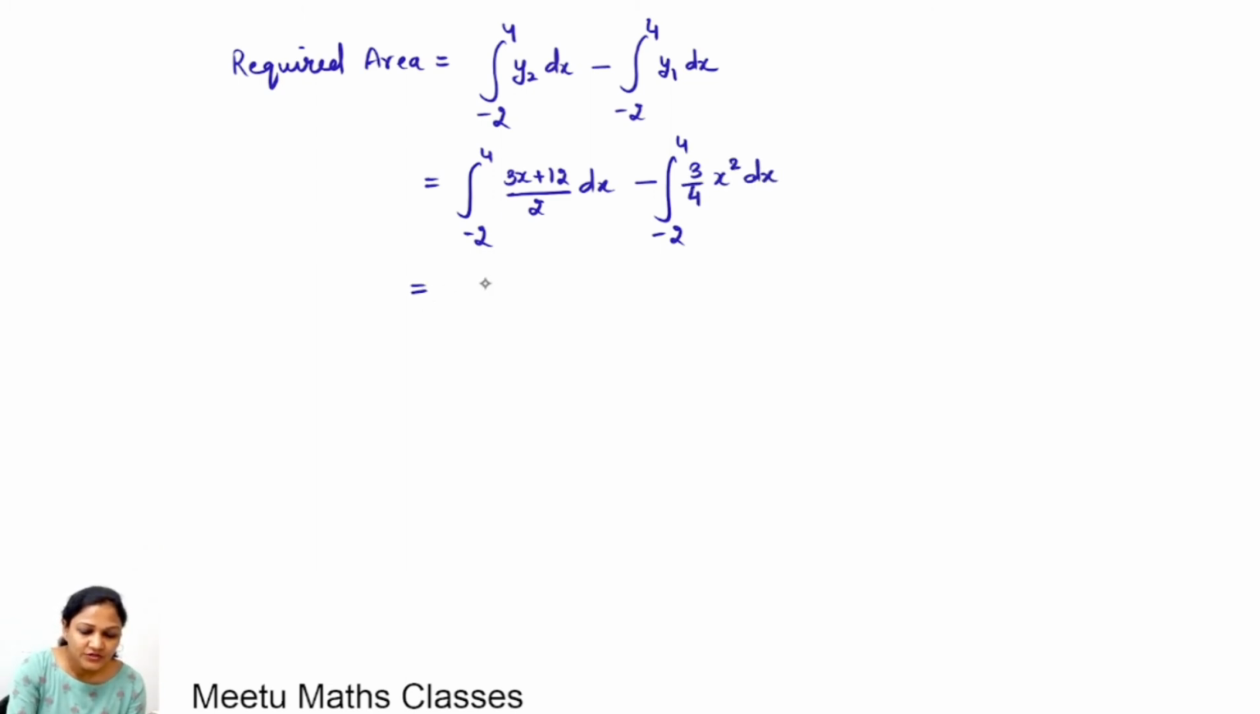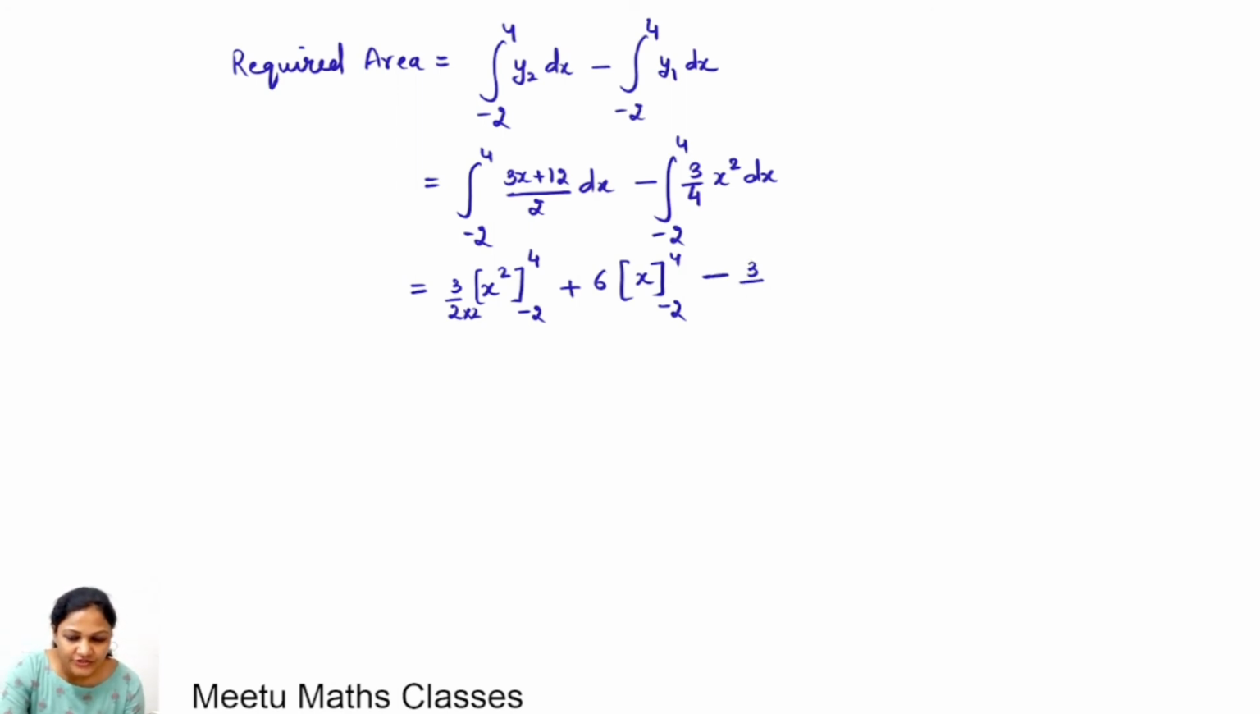Okay, so this will give you 3 by 2. Integral of x is x square by 2. You will substitute limits minus 2 to 4, plus 12 by 2 is 6. So you are going to integrate 1, that is integral of 1 is x, minus 3 by 4 is your coefficient, the integral of x square is x cube by 3. Now you are also going to put your limits here.